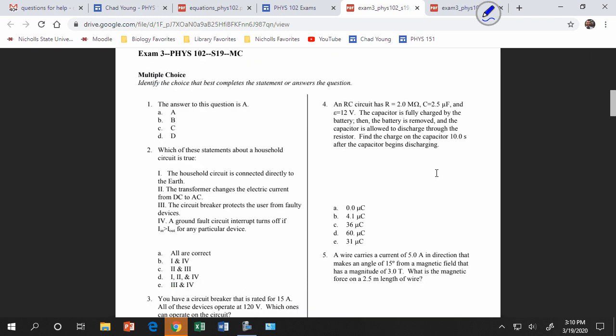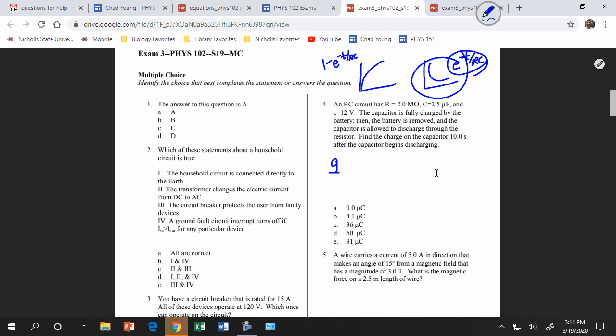Number 4 is one like you might have. I have a capacitor that's fully charged by the battery, and then the battery is removed, and the capacitor is allowed to discharge. First of all, which equation am I going to use? Am I going to use the one that gives me this kind of function, the 1 minus e to the minus t over RC equation, or the one that looks like this? That's the e to the minus t over RC, right? This thing right here approaches 0 as t gets really big. Well, this is a discharging capacitor, so I'm going to use this function.